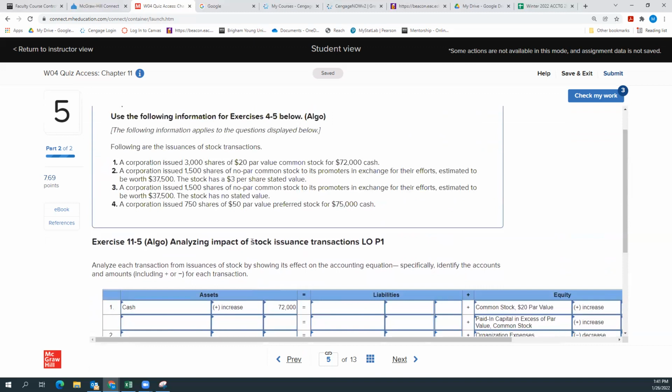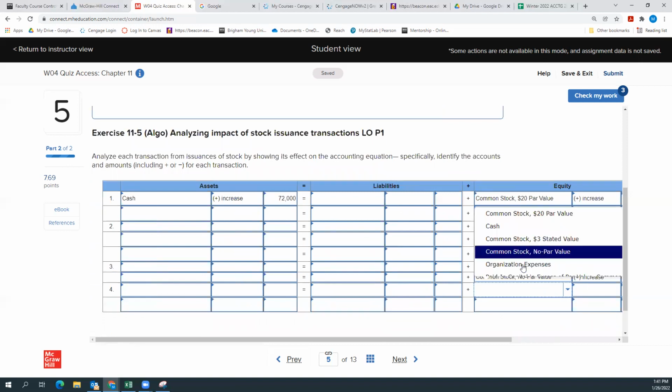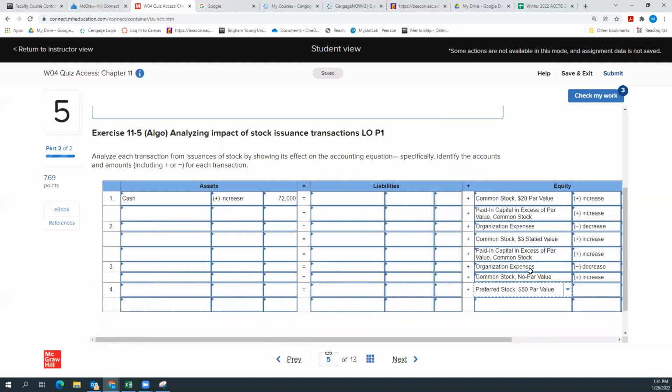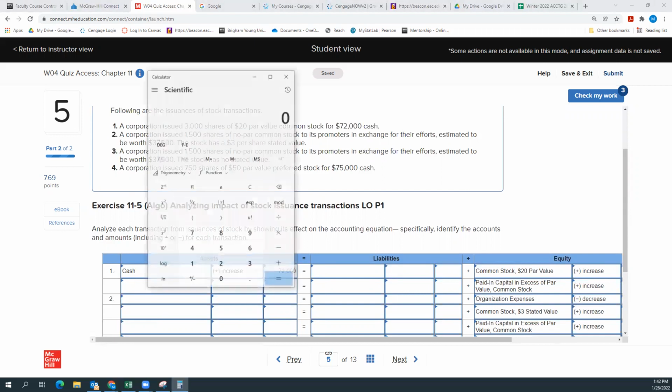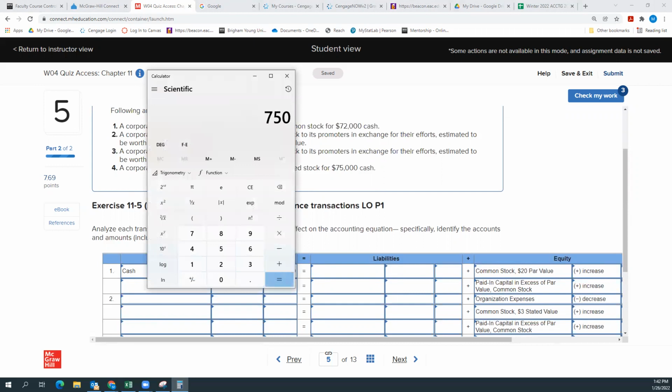And then our last one, corporation issues 750 shares, $50 par value preferred stock for 75,000 cash. So again, we're just going to put preferred stock, $50 par value. Let's see, how much was it? 750 shares times $50 par value. Bring up a calculator here, which is $37,500.